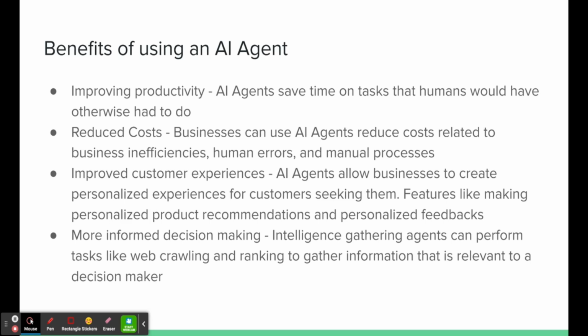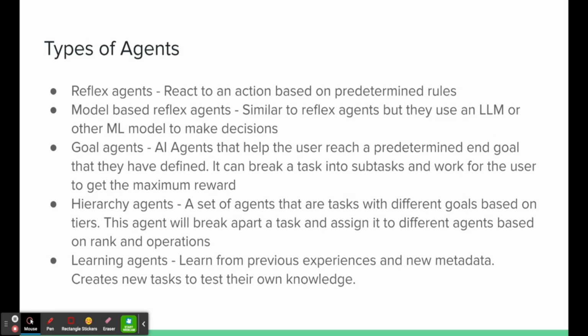They also allow for more informed decision-making because there are AI agents like data discovery agents, which crawl the open web and use their LLM or ML processing in order to extract relevant information from that and surface it for the end user. So they can help decision makers make better decisions because they are crawling the web on behalf of the decision maker. So there are many different types of AI agents.